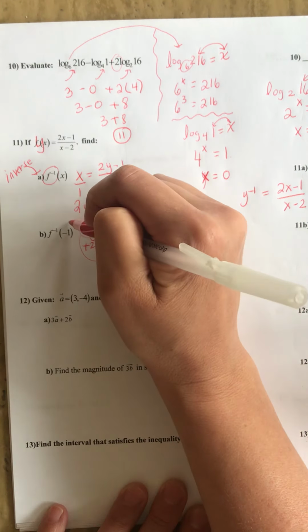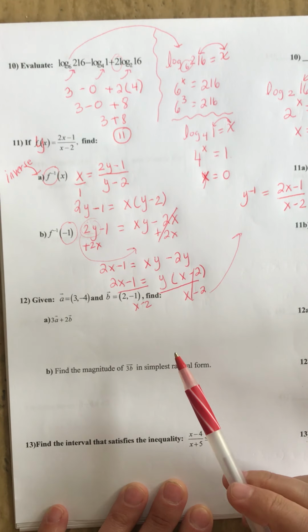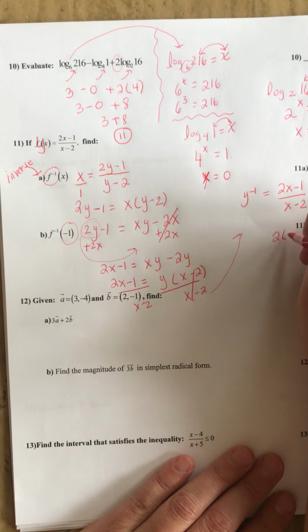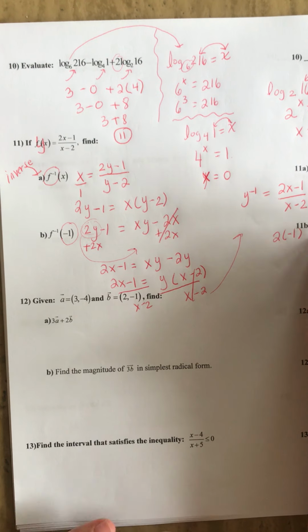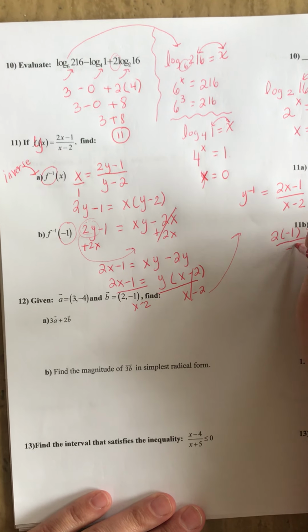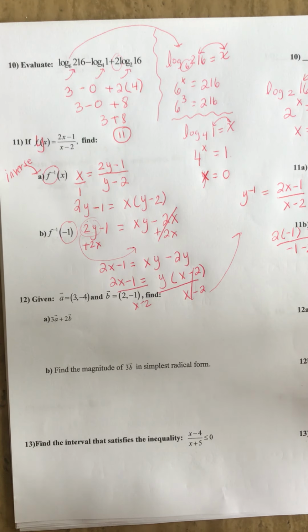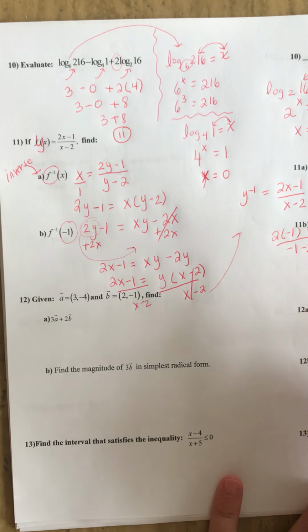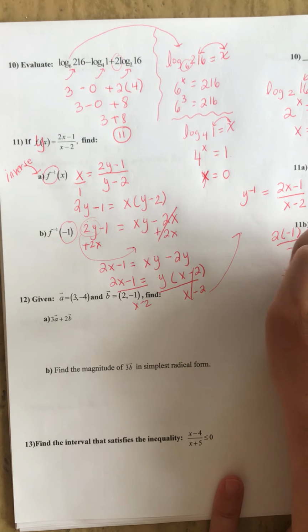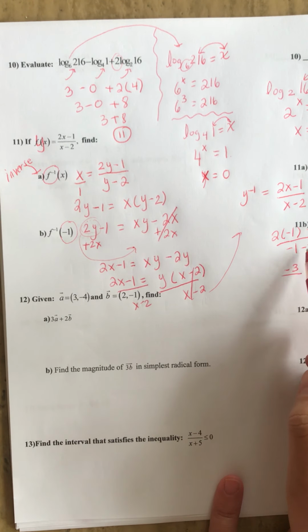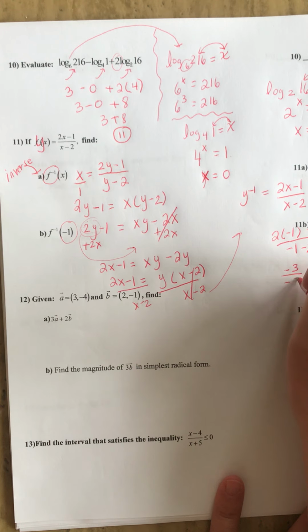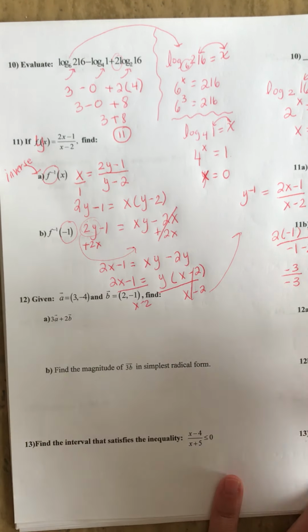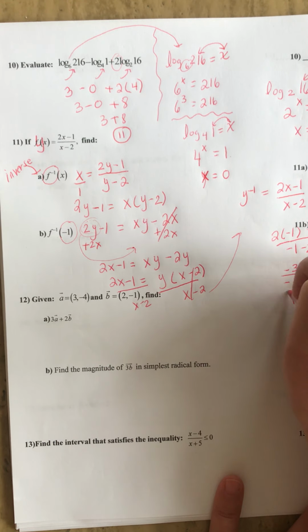Part B, now they want you to put negative 1 in. So we have 2 times negative 1 minus 1 over negative 1 minus 2. This is going to give us negative 2 minus 1, that's going to give me negative 3, over negative 1 minus 2, that's going to give me negative 3. And the answer for B, the inverse of negative 1, is going to be 1.